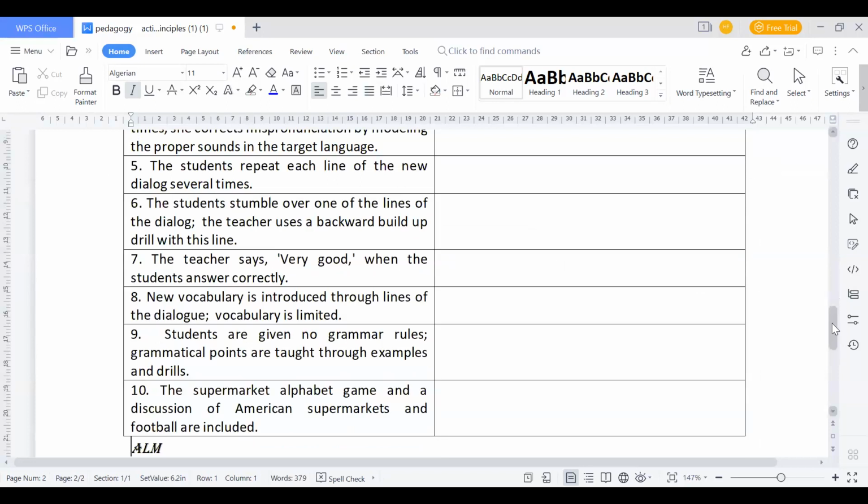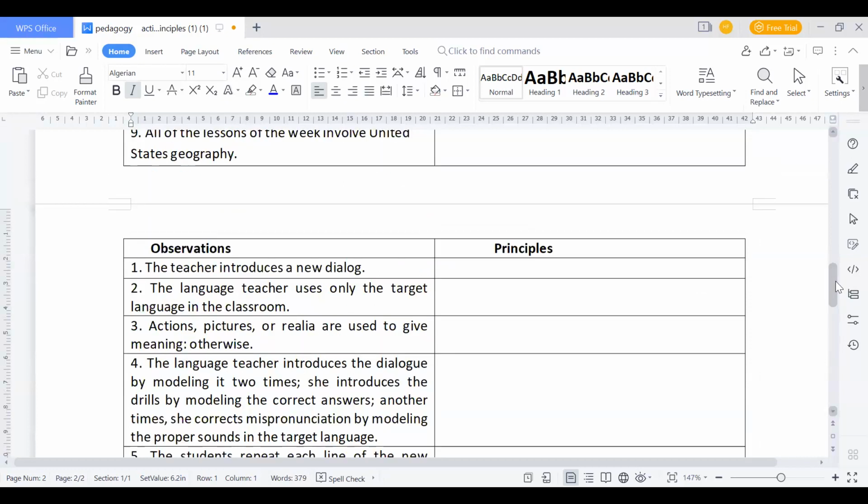The teacher introduces a new dialogue. Why? Drilling. Actually speaking, dialogue practice is one of the main techniques in the classroom. Can you remember? Role plays.